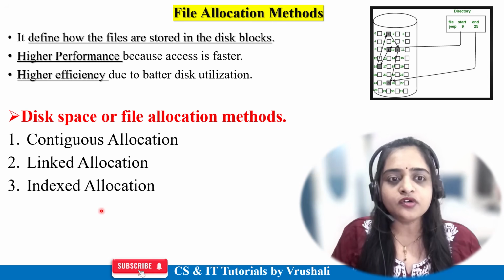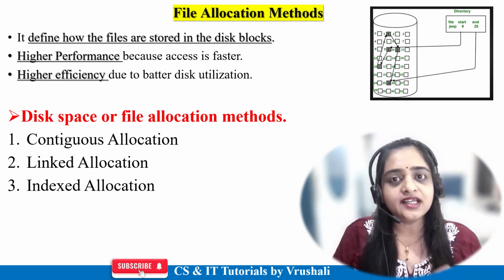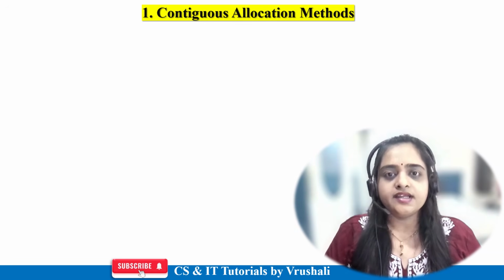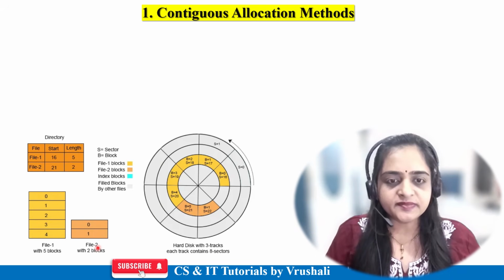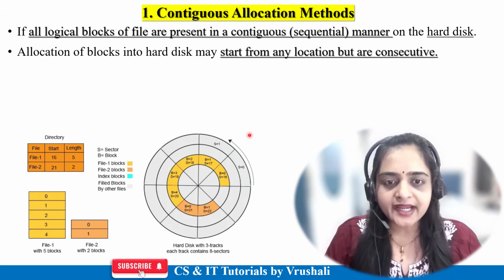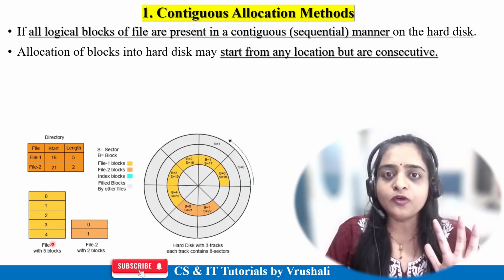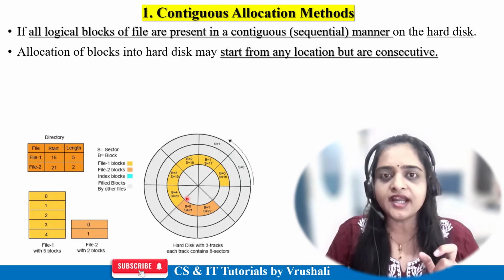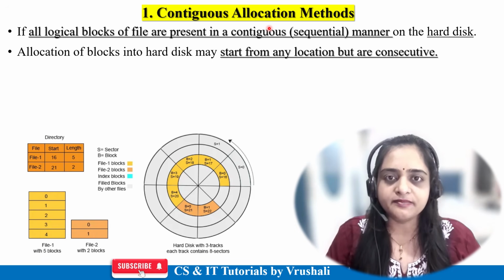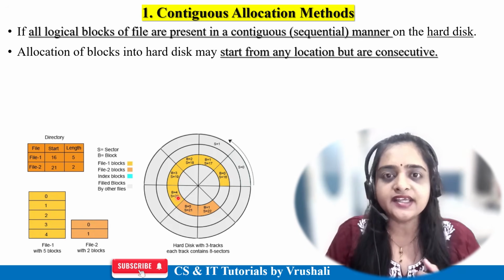So from your exam point of view, this is one of the most important topics. Now let's discuss every method in detail with a diagram. The first method is the contiguous allocation method. See here in this particular diagram. Assume that this is a hard disk in your system. The user wants to store file 1, and file 1 requires a total of 5 blocks in your hard disk. So the operating system stores this file into the hard disk by using the contiguous allocation method. This method indicates that files are stored sequentially on the hard disk.